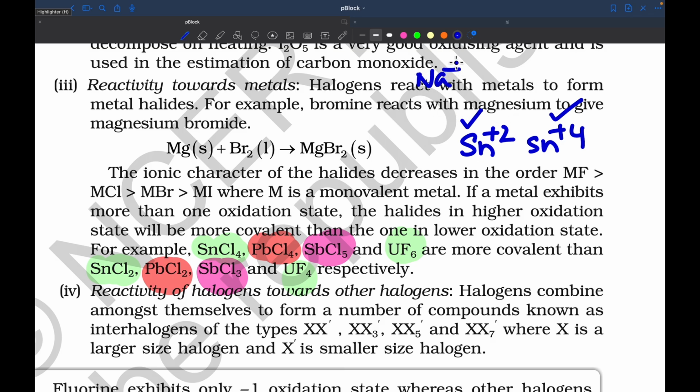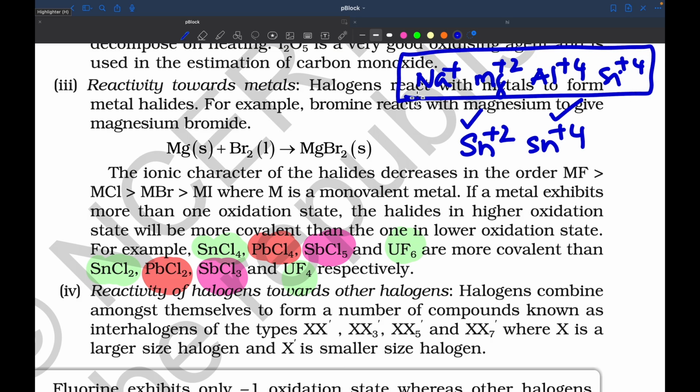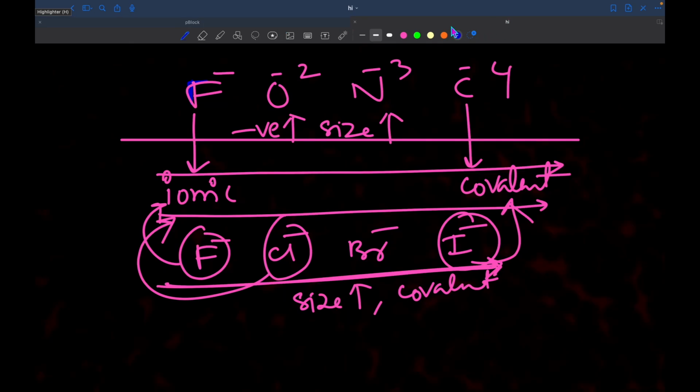Na+ less charge, magnesium +2 more charge, Al+3 further more charge, Si+4 further more charge. Irrespective of the metal, if the charge is increasing, what will happen? The ability to form covalent character increases. So this is what has been increased here. So UF4 respectively is the order. Yeah, next we will talk about the most important topic.